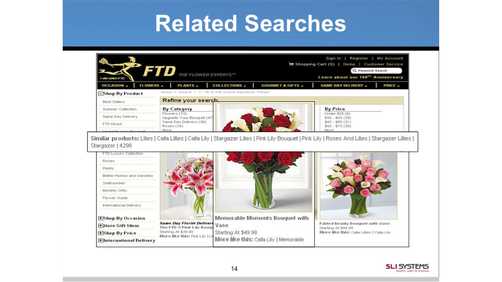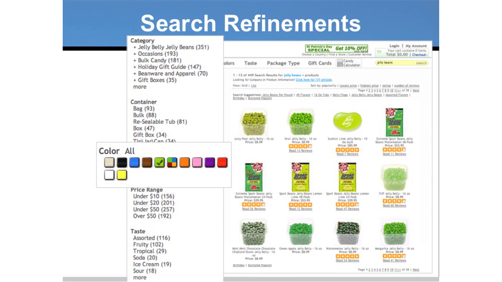So these terms are all basically related to the keyword, and similar things are available down at the more like this level next to the product itself, calla lily and memorable. Those are terms that other visitors have used to find that particular product, and by doing that automatically, you end up giving visitors a sense of how other people have found it and how other people have described that thing.